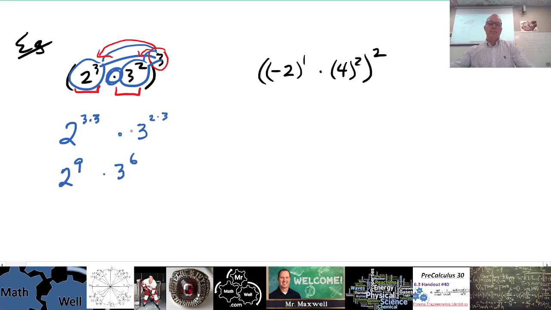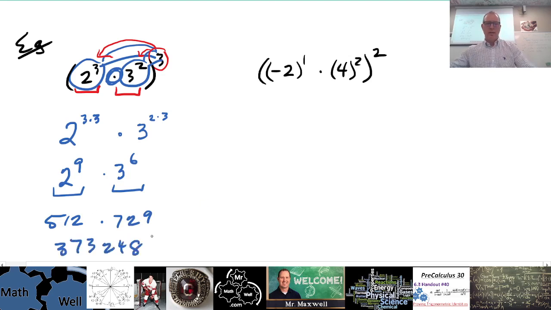Okay. Now, to evaluate this, you would have to do this separately because there's no rule now, because the bases are different, right? So there's no rule where you can just add exponents or anything. So 2 to the 9 we just said was 512, right? 3 to the 6, that's going to be one you'll have to put on your calculator. That's going to be 729 times 512. It's going to be a big number here. That's huge. 373,248. Big number. Okay, if we were to evaluate it.